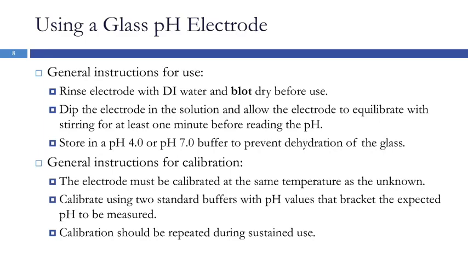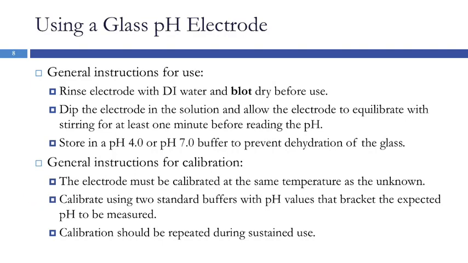pH electrodes need to be calibrated. They need to be calibrated before every use, and that calibration needs to be repeated during sustained use. The reference I was looking at said probably at least every 2 hours you need to calibrate it again. To calibrate it, you would usually use two different buffer solutions.